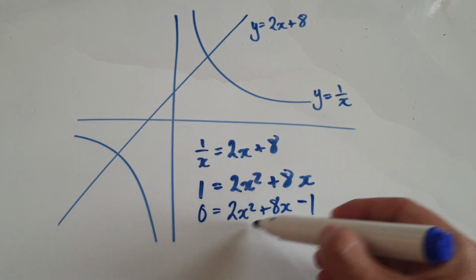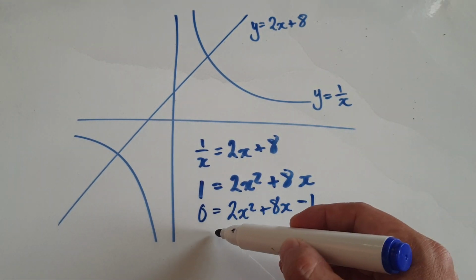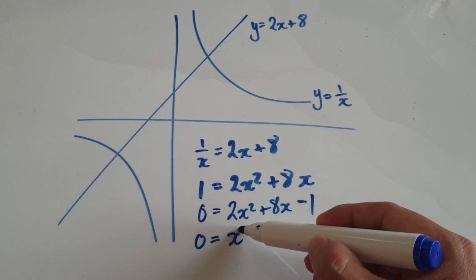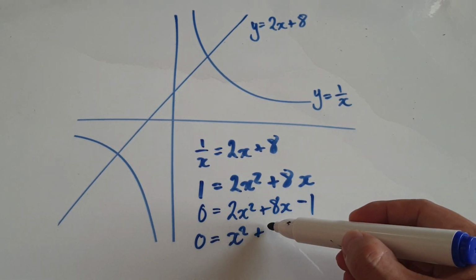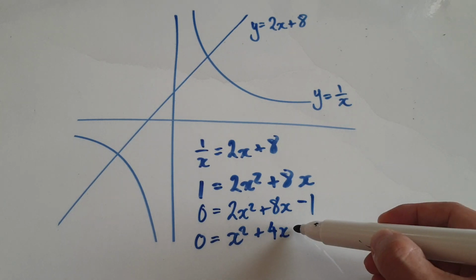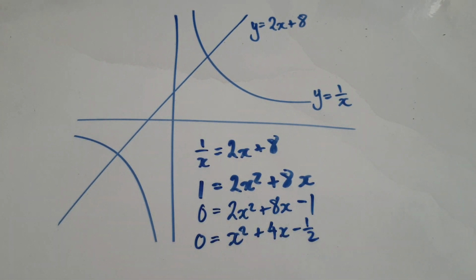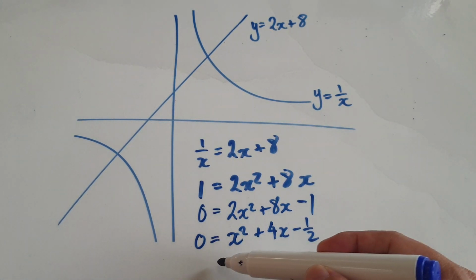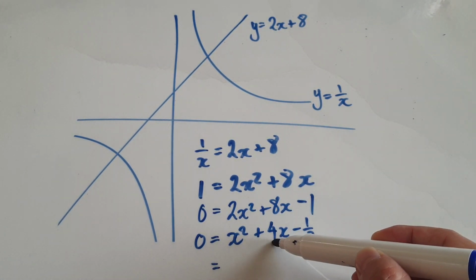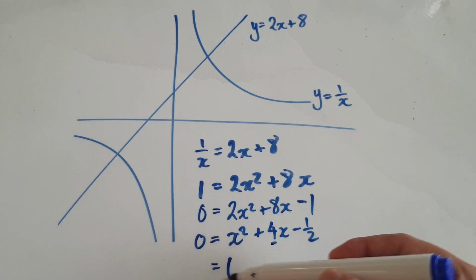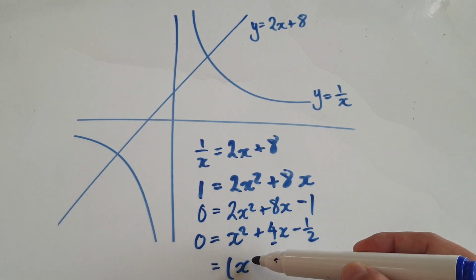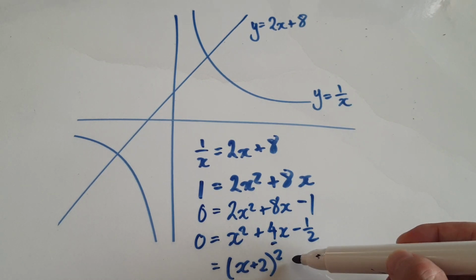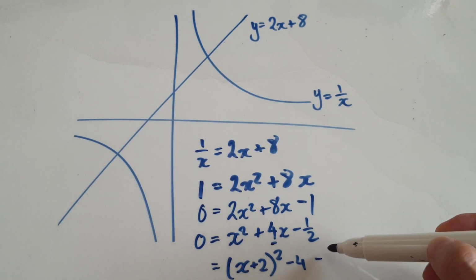You can just use the quadratic formula if you want, but I'm going to complete the square on this. So divide everything by 2. So that would be this divided by 2, that would be 4x, take away a half. So now complete the square. It's always going to be half of this thing here. So that would be x plus 2 squared. You take away the square of this, and then you carry this thing down.